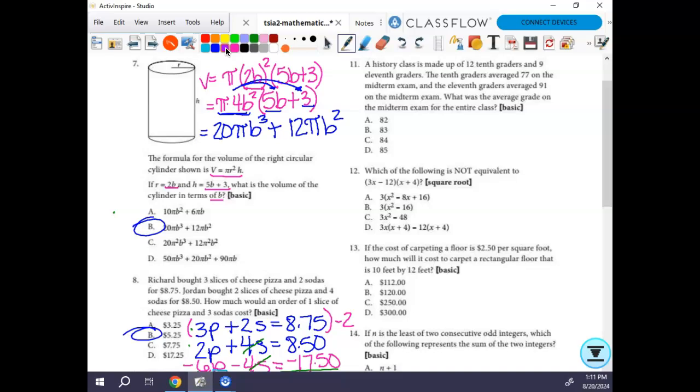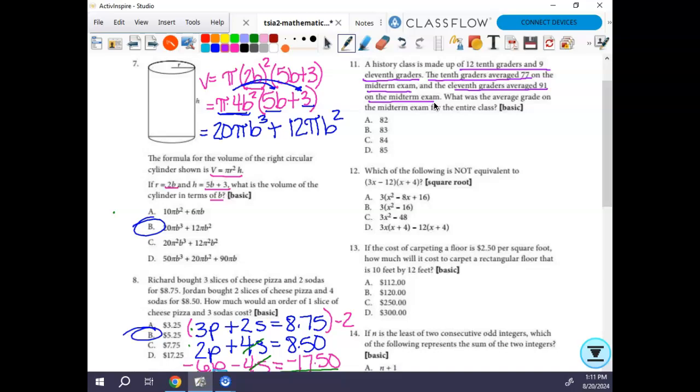Now, this one does actually require a calculator. I guess it doesn't require one, but it would make your life a whole lot easier. I used one. So a history class is made up of 12 10th graders and 9 11th graders. The 10th graders averaged 77 on the midterm exam. The 11th graders averaged 91 on the midterm exam. What was the average grade on the midterm exam for the entire class?